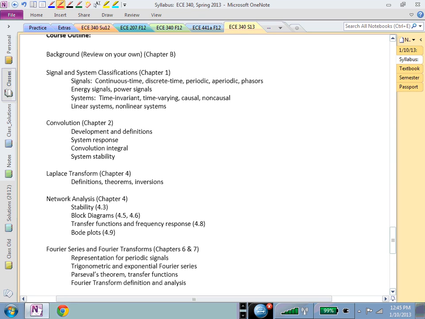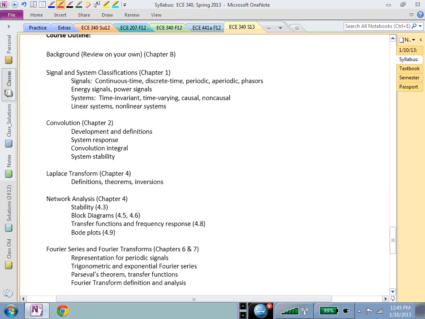We're starting with Chapter B, and that's just a review on your own. We'll get into Chapter 1, how do we classify or characterize signals and systems. That's why I call this class Signals and Systems. When is a signal an energy signal? When is it a power signal? Is this a continuous time signal? Is it a discrete time signal? Is it periodic? Is it aperiodic? Do I have a linear system? Do I have a nonlinear system? All of this is important to help us understand what's going on when we're analyzing signals and systems.